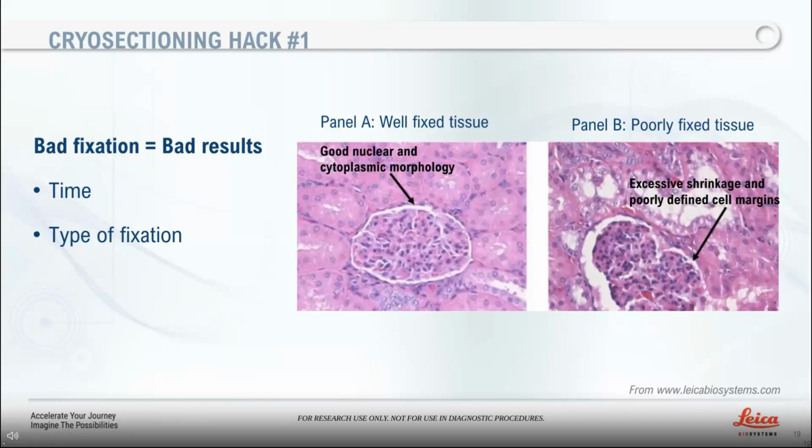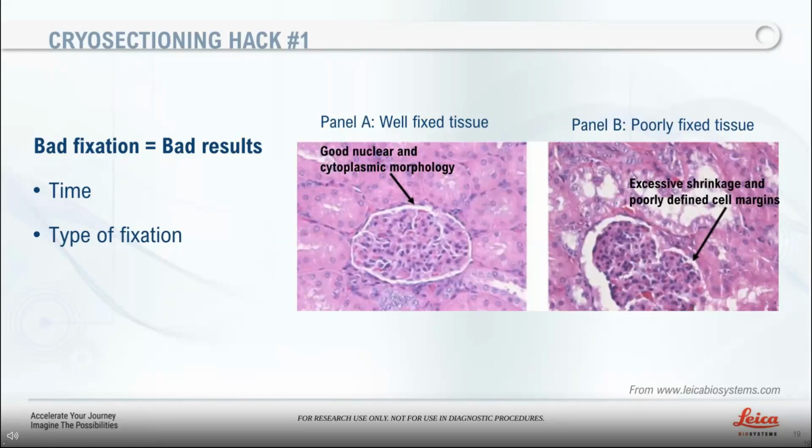On panel A, we can see well-fixed tissue showing good nuclear and cytoplasmic morphology with minimal shrinkage, showing clearly defined basement membranes and cell margins. In contrast, on panel B, we have an example of poorly fixed tissue showing inferior nuclear and cytoplasmic morphology with excessive shrinkage and poorly defined cell margins. Note the evacuation and fragmentation of both nucleus and cytoplasm of cells of the distal tubule and retraction of the glomerulus due to shrinkage.